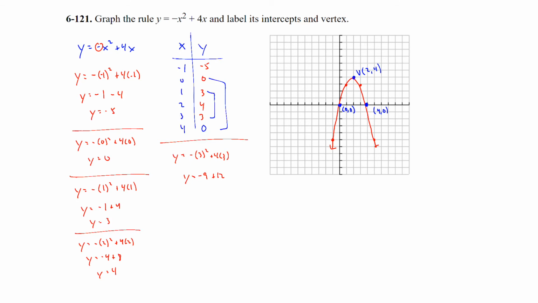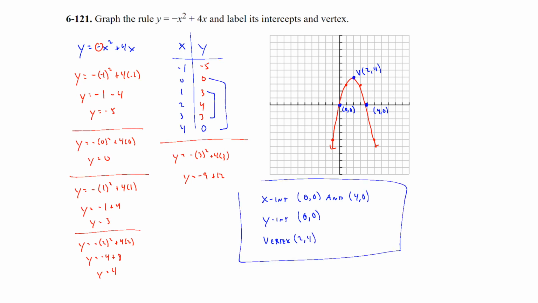So now I've labeled them on the graph, but I'm going to go ahead and write them down here as well. So the x-intercepts are at 0, 0 and 4, 0. Write them as ordered pairs because they are points on the graph. The y-intercept shares with the x-intercept because it is at the origin at 0, 0. And then the vertex, that maximum point, is at 2, 4. So we have the graph, and we've labeled and identified the intercepts and the vertex.